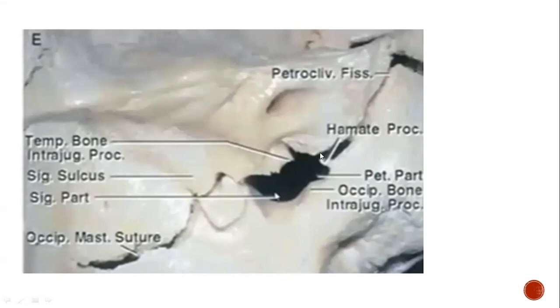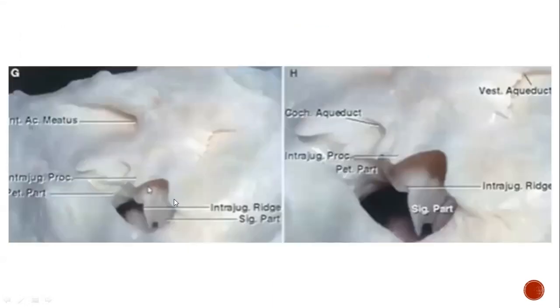This is the hamate process, and this is the petroclival fissure. Here we can see the sigmoid part posteriorly and the petrous part anteriorly. So the significance of this spine is that this intrajugular ridge is the area where our 9th, 10th, and 11th cranial nerves are traversing. So along the medial border, we have the 9th cranial nerve, which is glossopharyngeal, and the vagus and accessory are traversing slightly lateral to this ridge.